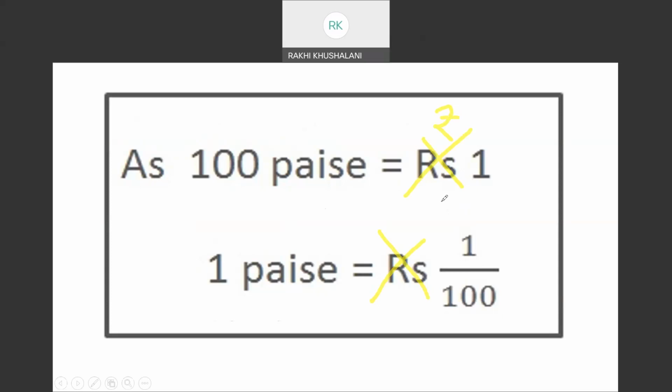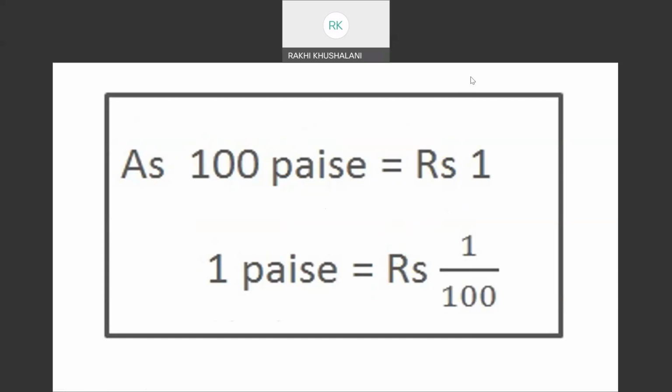1 paise is equals to... however you write the R, whether you put the line on top or not, it's not a big question about that, but this is what we use. So this is the unit of the Indian currency or Indian money, that is rupee and paise.